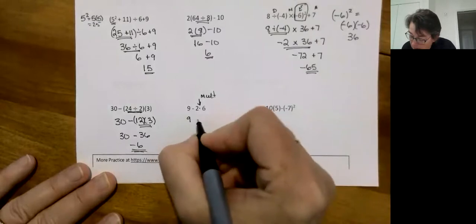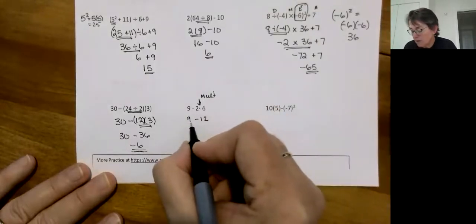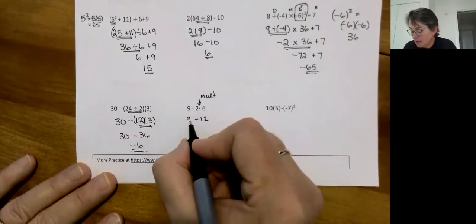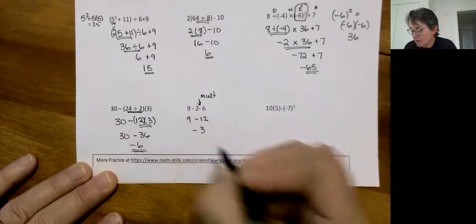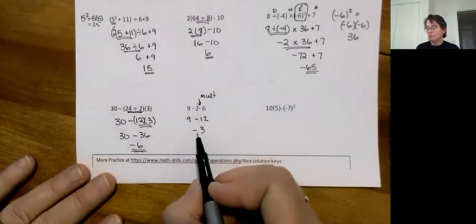So 9 minus 12. Watch my order of operation. Sorry, not my order of operation. My subtraction, 9 minus 12 is going to give me minus 3. Right? I only have 9. I'm trying to take away 12. I'm going to be short 3.